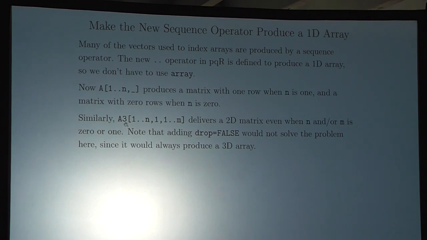So similarly, if we have a three-dimensional array, A3, we can write A3 and subscript with 1 dot dot n, 1, and 1 dot dot m, and we'll always get a 2D matrix out, even if n is equal to 1, or m is equal to 1, or they're equal to 0. We always get what we want, I assume, which is a two-dimensional matrix, which is, I think, what you expect to get out of this. And this is sort of the only way you could get it. If you added drop equals false, then you'd always get a three-dimensional array. Whereas if we do this, it will drop the middle dimension, which is just a scalar with no dim attribute, so it'll drop that one.